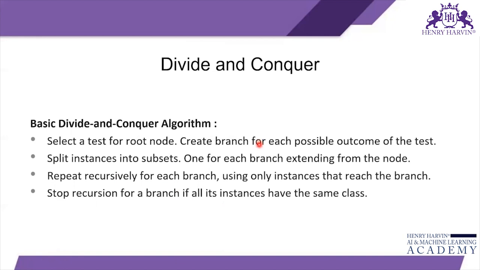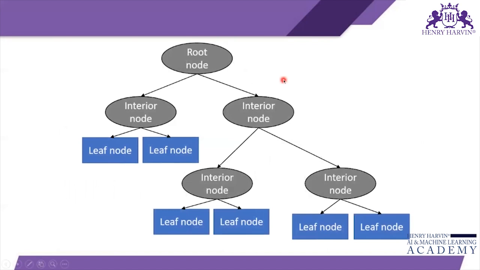So basically, it selects a root node by dividing the data set. Then it further divides the data set into subsets in a recursive method, until it meets the stopping condition. Till that time it recursively splits the data set into subsets and makes nodes. So that's about the divide and conquer algorithm. This is how a tree looks in a decision tree: root node, interior nodes, and leaf nodes.